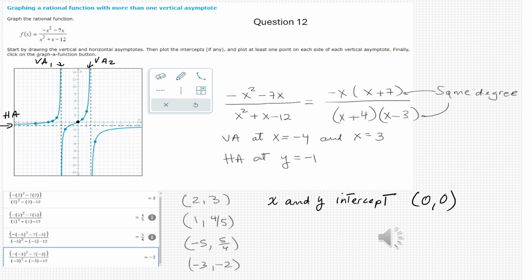Okay, question 12 is similar. We have a polynomial on the top, minus x squared minus 7x. The polynomial at the bottom is x squared plus x minus 12. Remember, the first thing is factorization. You are doing your best in the factorization. The greatest common factor is minus x, open parenthesis, x plus 7.